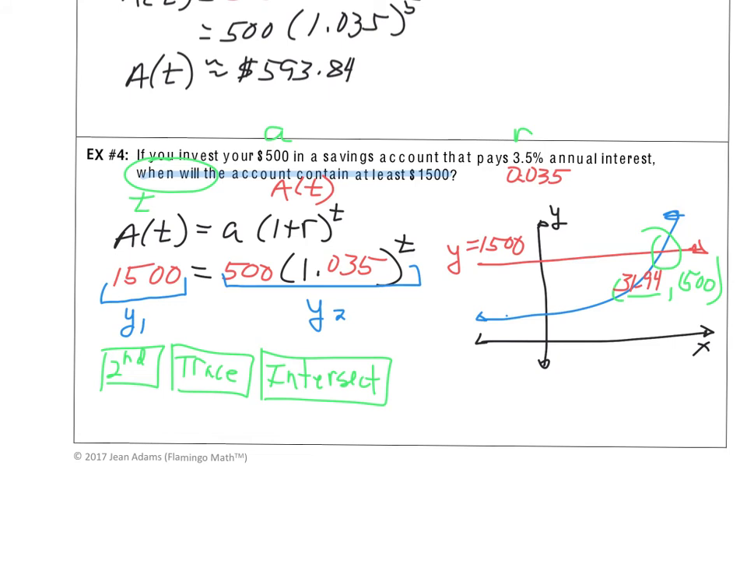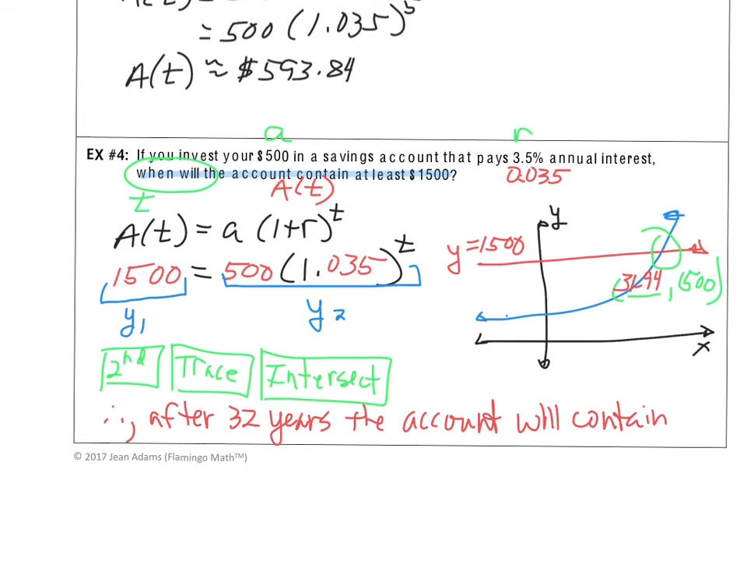So therefore, after 32 years, the account will contain at least, because it's going to be a little bit more, $1,500. Since interest is paid at the end of the year.